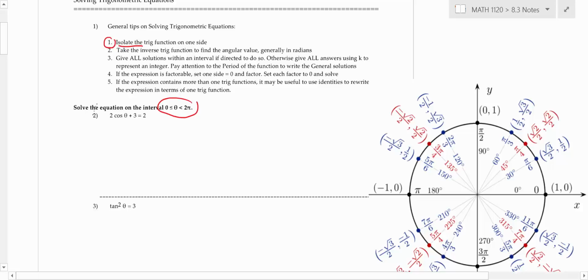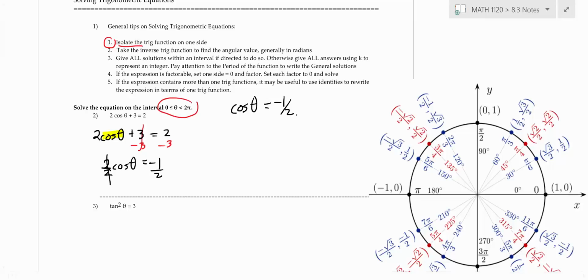What we're going to do with this, and you can do a lot of this in your head, I don't mind if you do, is isolate the cosine, so I need to subtract 3 from both sides. When I do that, I'll have 2 cosine theta is equal to -1. Then I need to divide by 2. If I do that, I'm going to end up with cosine theta is equal to -1/2. Okay, that's the idea. You're typically always going to start that way.